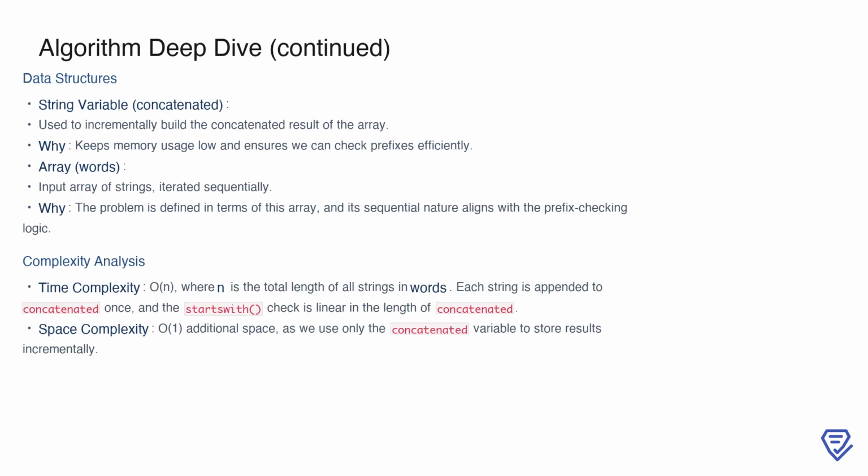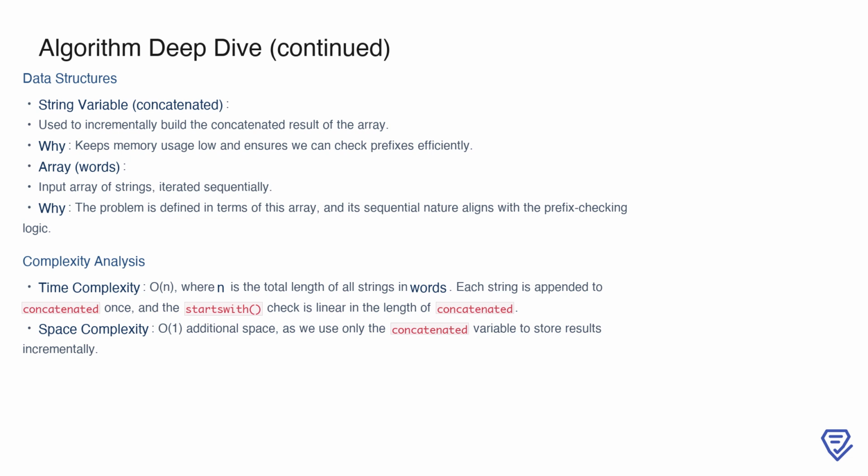This algorithm relies on simple yet efficient data structures. The variable concatenated is used to incrementally build the concatenated sequence, ensuring low memory usage while allowing efficient prefix checks. The array words is traversed sequentially, aligning naturally with the logic of prefix determination. For complexity analysis, the time complexity is O(n), where n represents the total length of all strings in words.